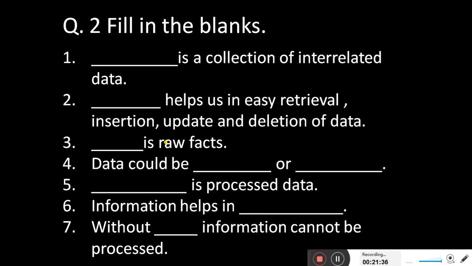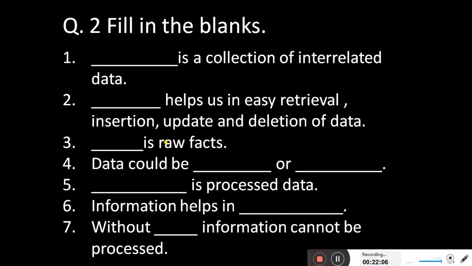The first fill in the blank is dash is a collection of interrelated data. What is the collection of interrelated data? You are supposed to find it out and read it. Database is a collection of interrelated data. Then the second one is dash helps us in easy retrieval, insertion, updation and deletion of data. Database, correct?